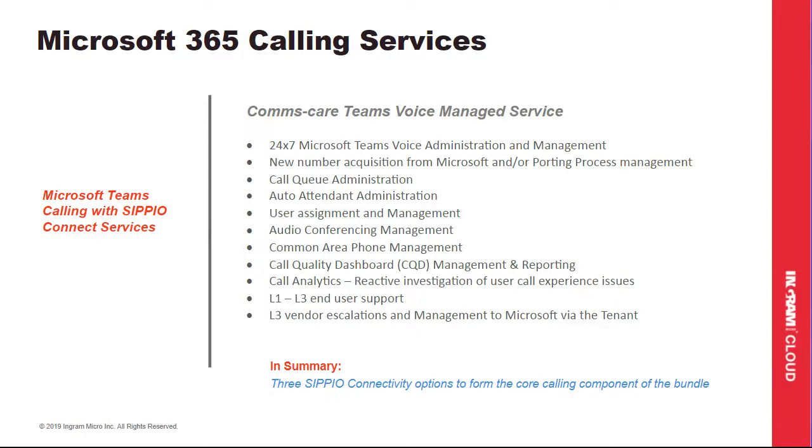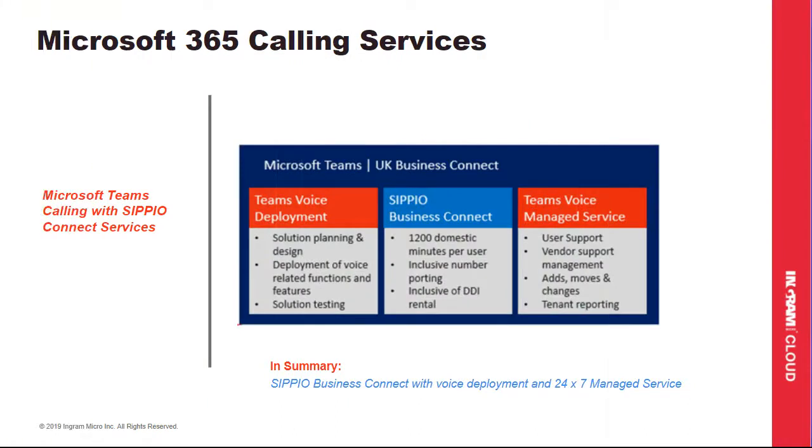The UK Business Connect bundle includes the core Business Connect connectivity, inclusive of 1,200 domestic minutes, with all porting and DDI rental included. The deployment and ongoing management of the Teams voice element is included within a contract term, which is available from 12 to 60 months in 12-month increments. Calls to all numbers, including international not covered by the domestic plan, are charged on a pence per minute basis and receives a separate monthly bill.